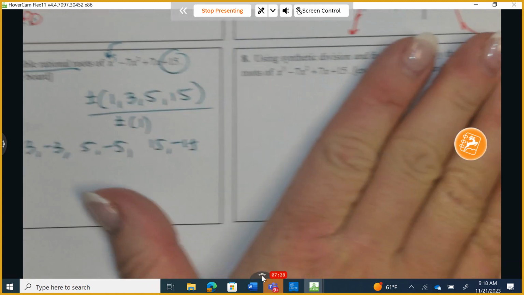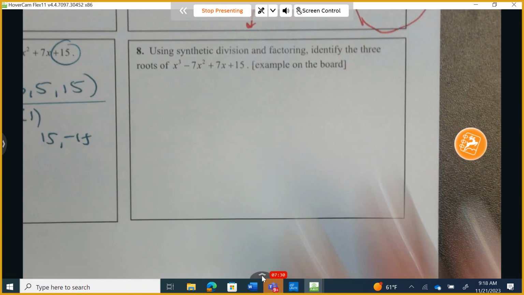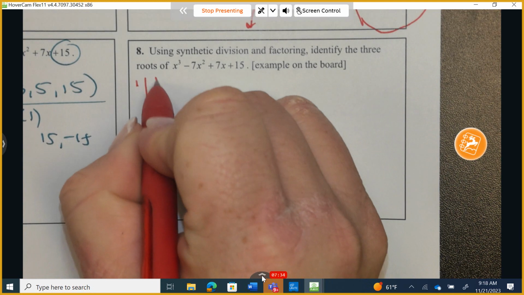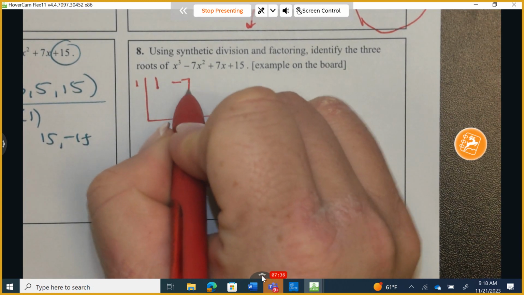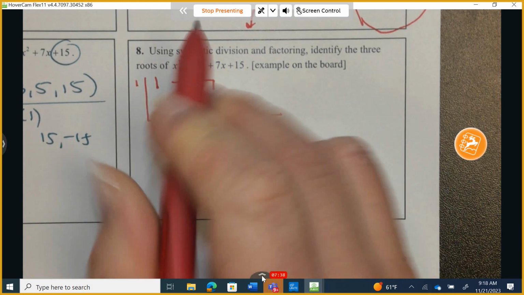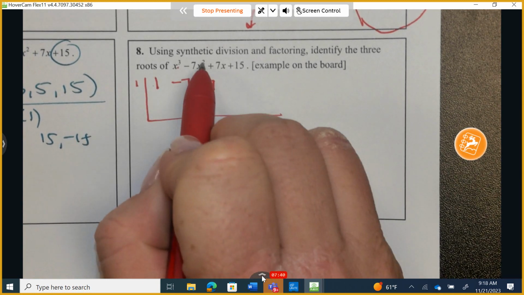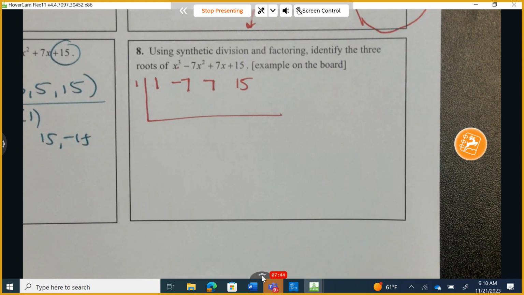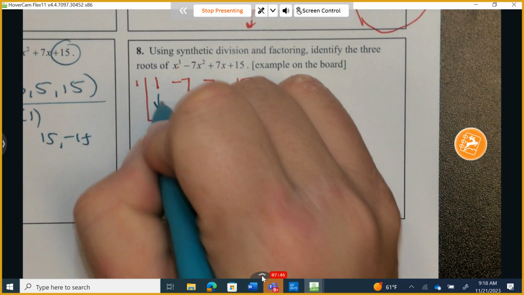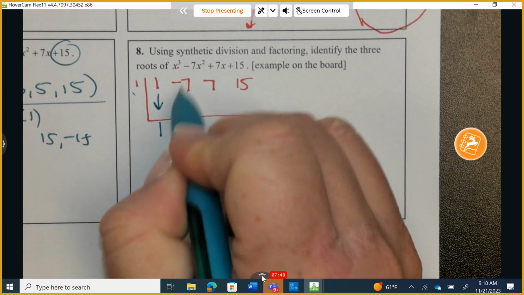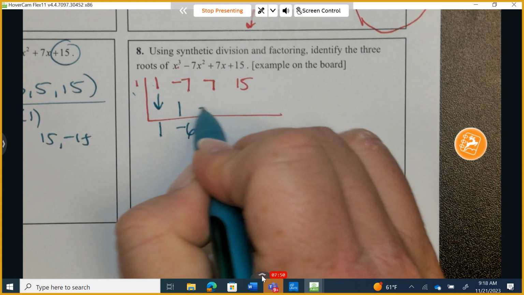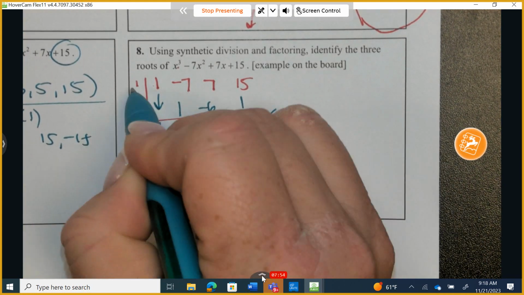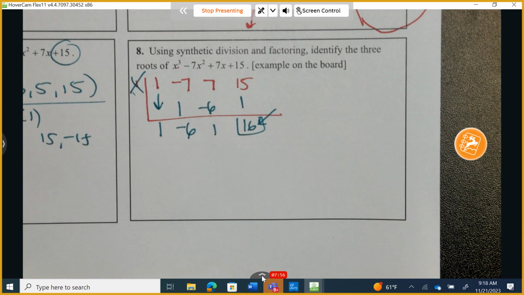Okay, coming off to the side, doing the same thing that I did in number 2. I'm going to start by testing number 1. So x to the first, x to the second, x to the third, x to the second, x to the first, and x to the 0. So all places are taken care of. I drop down and I multiply. I add together and I multiply. I add together and I multiply, and this does not give me 0. That means 1 does not work.